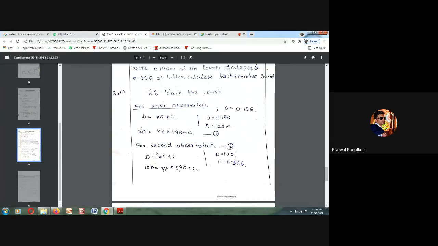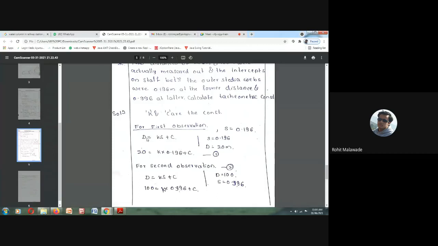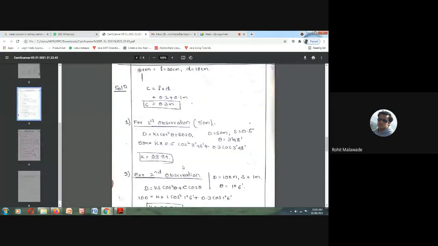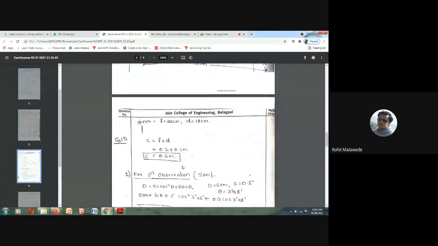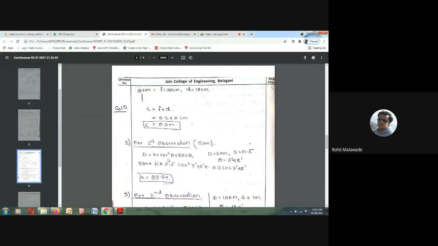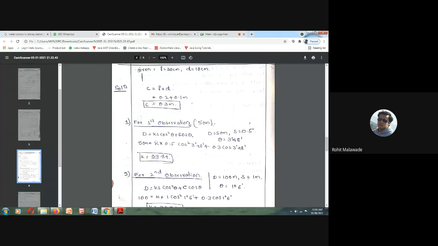Yes, sir. See, if we are going to have the angles, then only we will be using the other formulas. For the second observation, this is completely in a straight line, right? Both are in line with each other. So here they have not given the theta value, so we will be using D is equal to Ks plus C. Whereas in the first problem they have given the theta value, so we use the formula D is equal to Ks cos square theta plus C cos theta. This is for the angle of inclination, so we have used this particular formula.